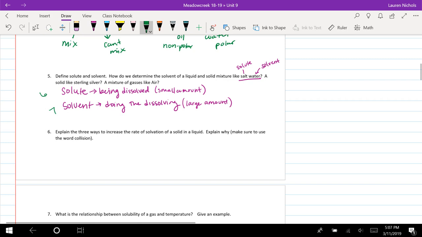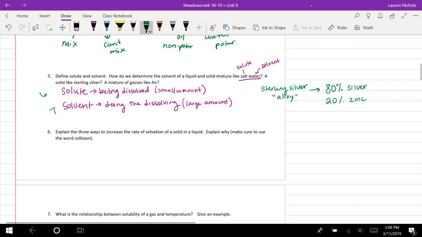Okay. If you have a solid like sterling silver, so sterling silver is a jewelry term. Plain silver all by itself is not good in jewelry, but sterling silver is. And so sterling silver is a solution, a solid solution called an alloy, right? Like bronze or steel or something like that. And I'm totally making this number up, but let's say it's 80% silver and 20% zinc.